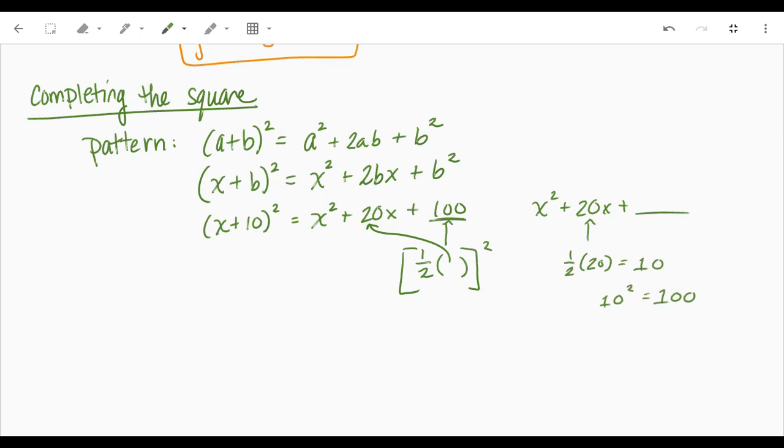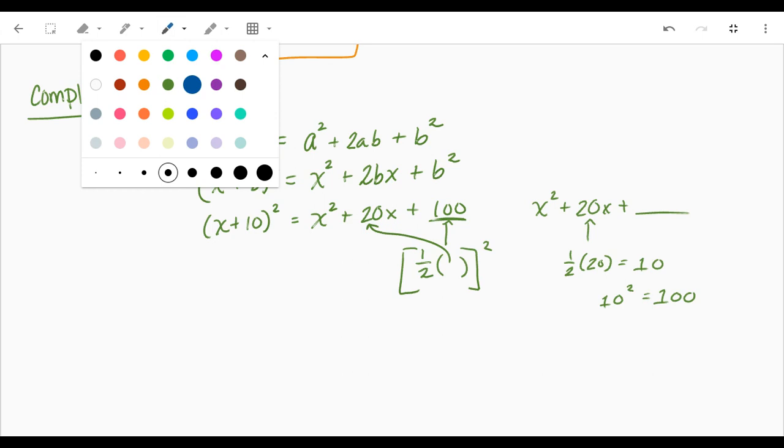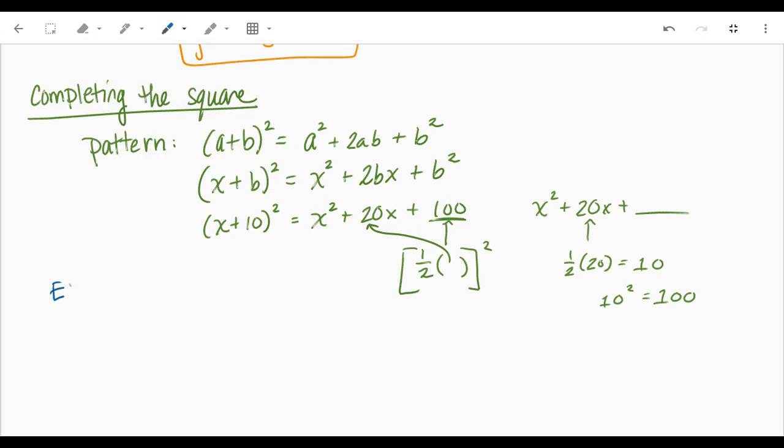An example that they might give you, and they won't always use x, the example that came up on my screen is v squared plus 10v plus blank. So 1/2 of 10 is 5. 5 squared is 25, so we would fill in the blank with 25.